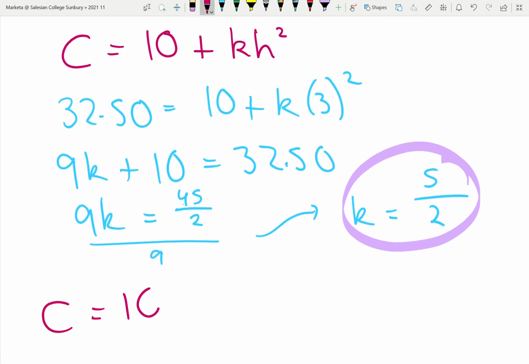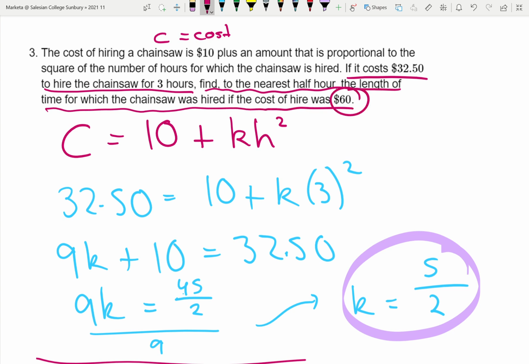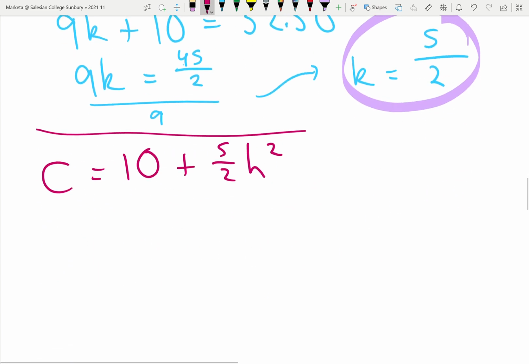C equals 10 plus 5 on 2h squared. So this is our formula now that we know k. And we have to find, to the nearest half hour, the length of time for which the chainsaw was hired if the cost was $60. Now I think a lot of people will leave this part blank, because they will be put off by this "to the nearest half hour". So let's just cross that out for the meantime and sub the 60 into the cost.